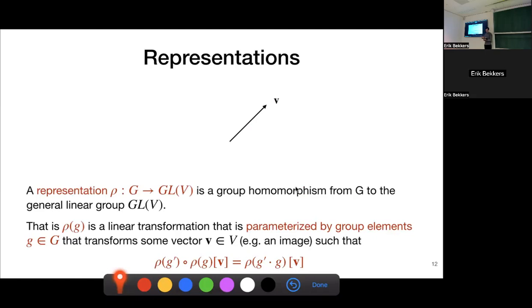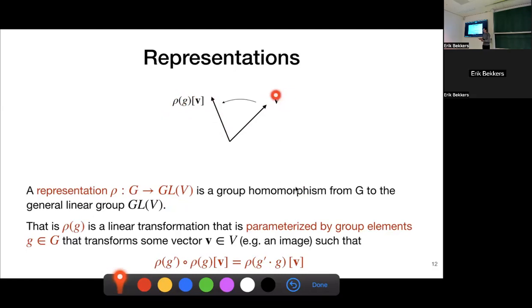We define a representation of a group as a function that is parameterized by the group itself, and this is a general linear transformation on a vector space. Let's make it a bit more explicit. Suppose we have a vector. We can transform it via a representation of the group. We denote it with rho, the representation, which is parameterized by this group element. And this gives me a new vector.